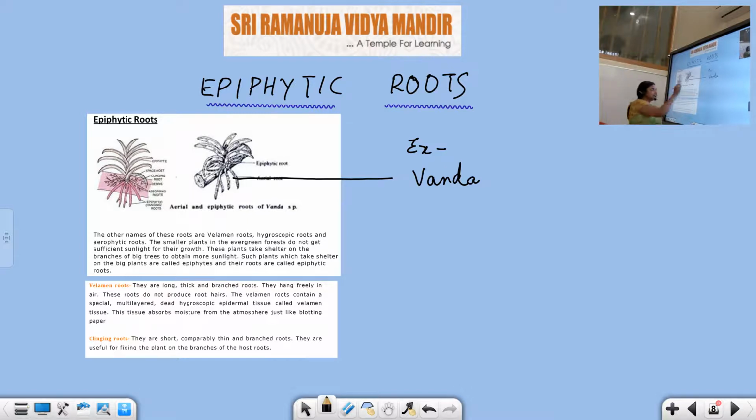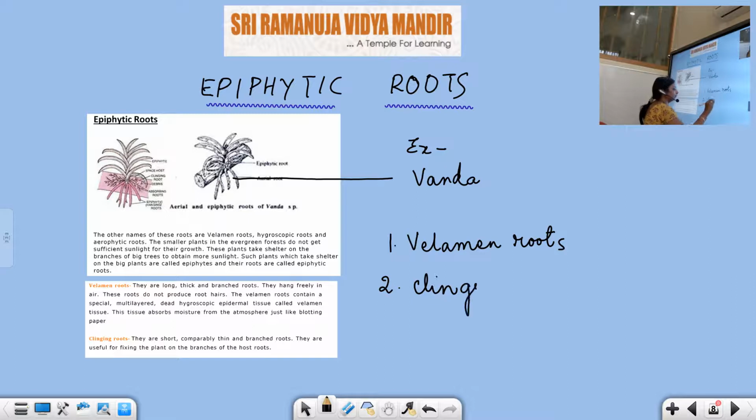So these plants have two types of root. Number one, velamen roots. Number two, clinging roots. We will see the second one first. What are clinging roots? See here, you can observe the diagram.